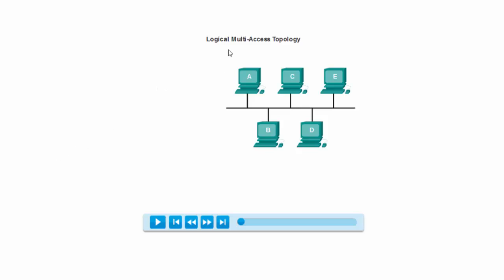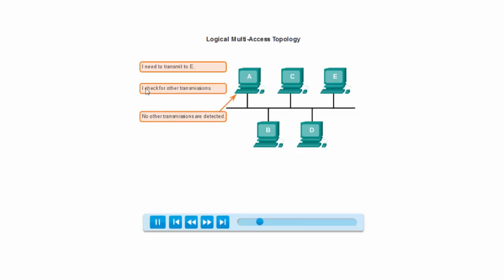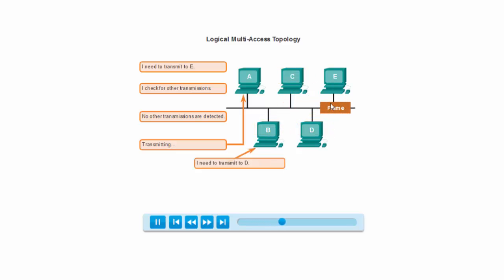So the logical multiple access topology works like this. If node A wants to send anything to node E, for example, then A will check first that there is no transmission on the line. If there is no transmission on the line, A will start transmitting. When A transmits a frame, all the other nodes will be able to listen to that frame. Of course, because the frame is destined to node E, only node E will be able to consume it.